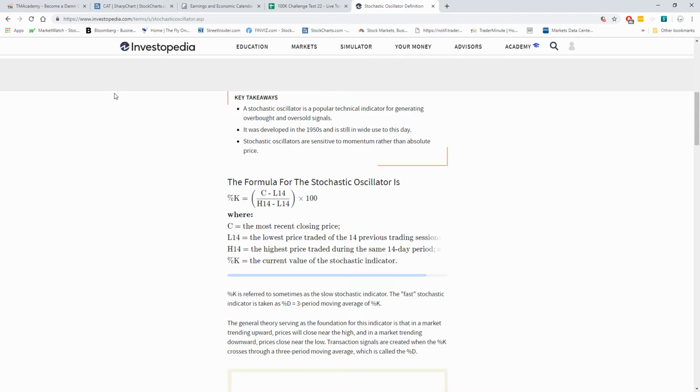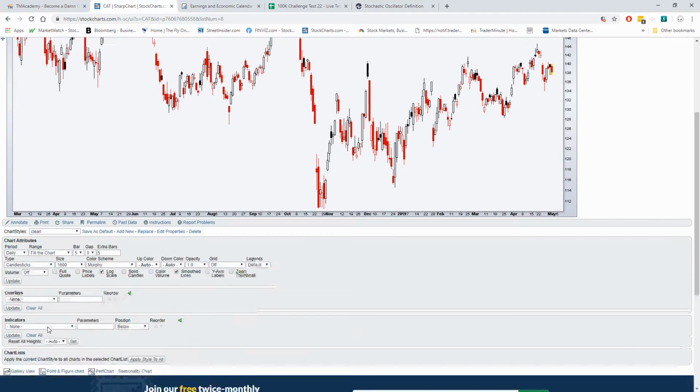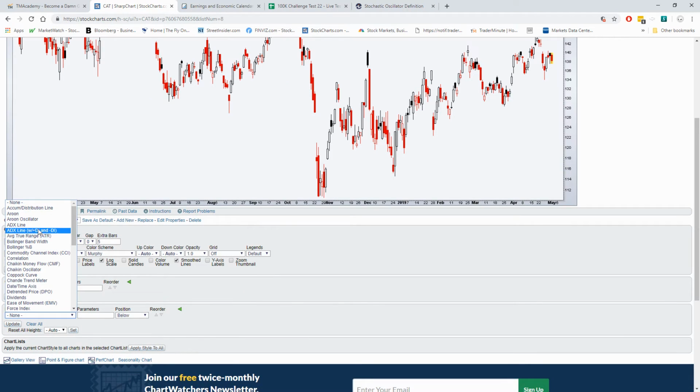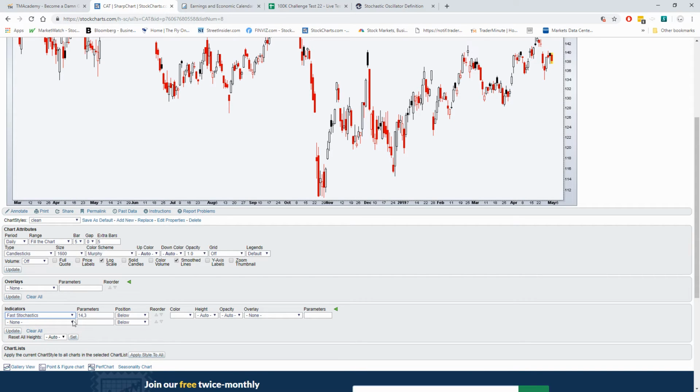So let's go take a look at what that looks like. Here, we'll just use Caterpillar. And I'm going to come down here to indicators, and we're going to add on the fast stochastics. Okay? You're going to notice the parameters here, 14 and 3. These are the original George Lane parameters.